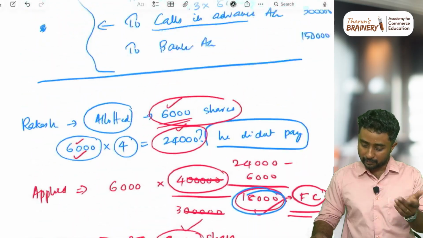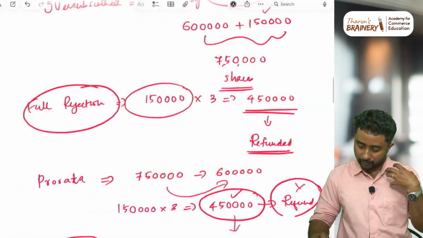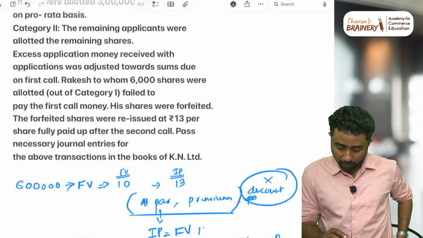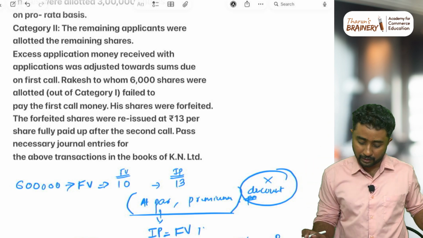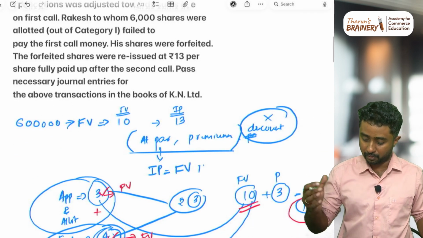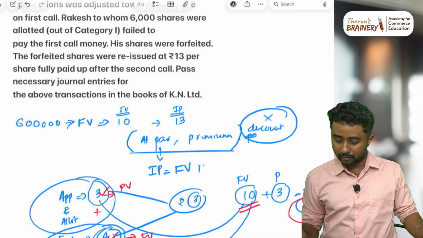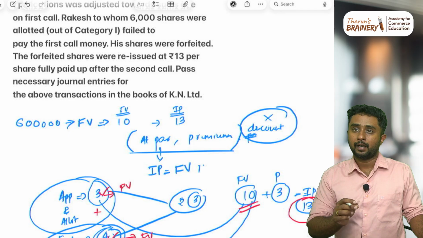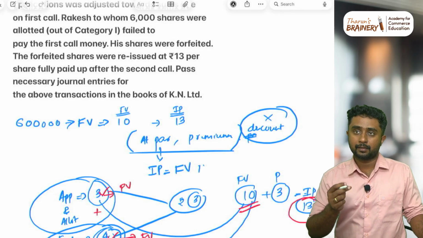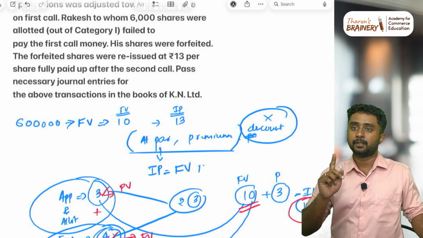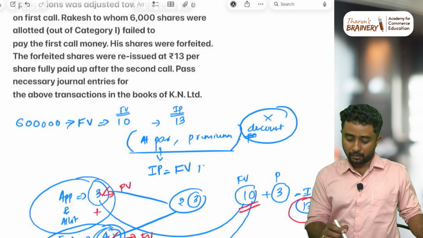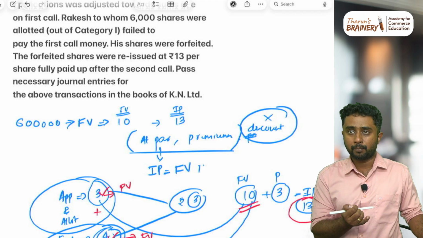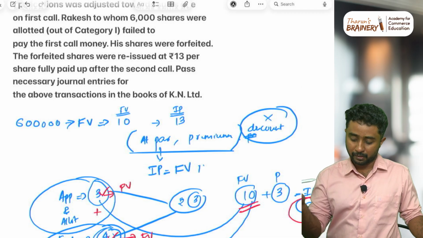Then after that, the last thing: after this only you have to pass the entry for reissue of the shares. The forfeited shares were reissued at rupees 13 per share, fully paid up. Now we need to see, initially when we started the discussion, I told that discount will not come. At that time, I also said one statement: we are not discussing reissue, we are discussing the first time issue of the shares. So here what is happening? We are reissuing the shares. At reissuing time, it can be reissued at par, at premium, or at discount.